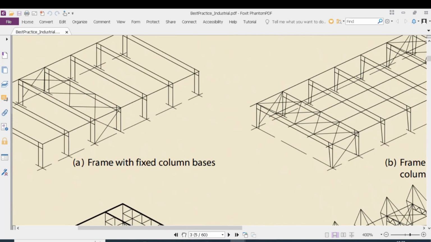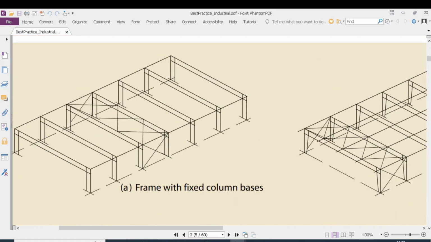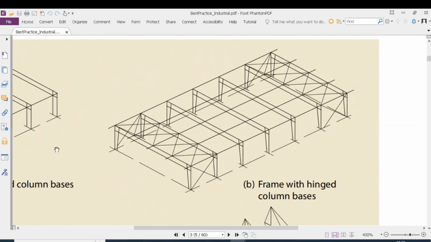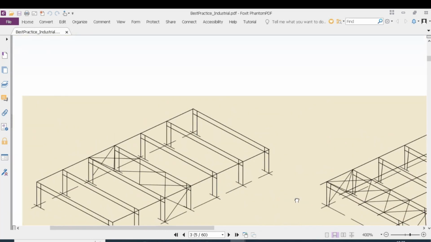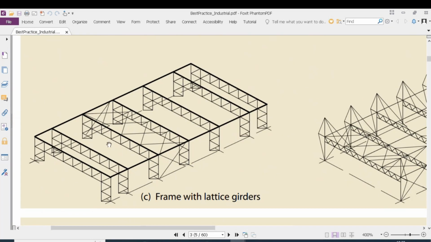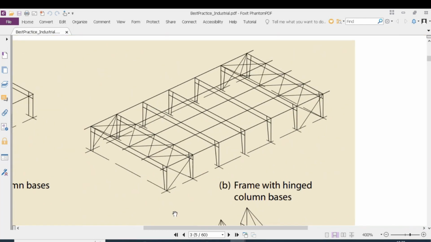The same is true if we opt for a lattice girder. In all these systems, we have either a bracing system at one bay or we have two bays braced for transferring the out of plane lateral load down to the ground. If we opt for a fixed connection at the base, then we can reduce the number of braced bays. However, in the case of pin connection, we might have to increase the number of braced bays.